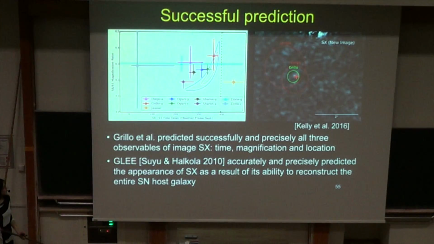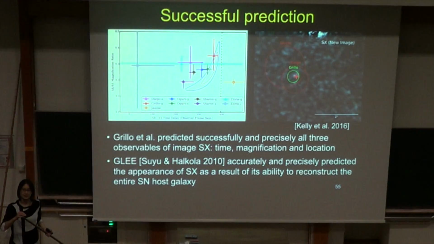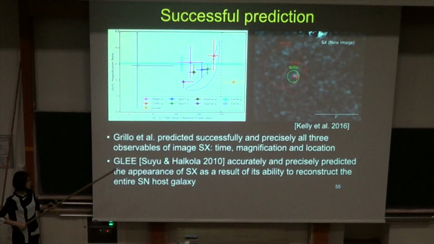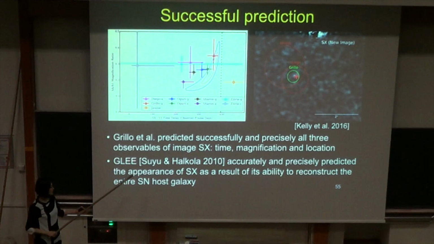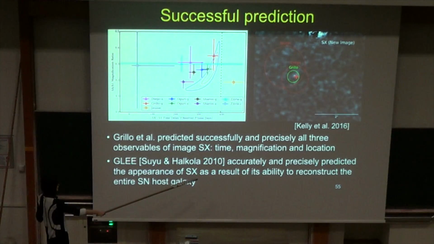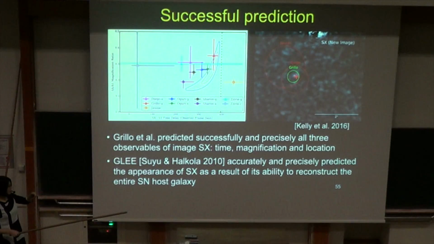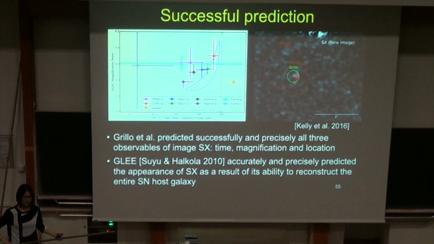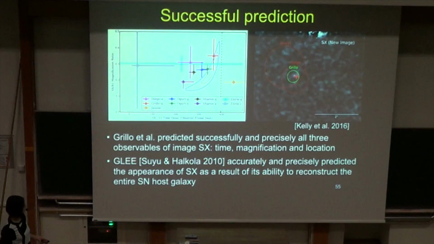So our team was able to successfully and precisely predict all 3 observables of SX: time, magnification, and location. And this relied on GLEE, software that Alexei had developed, which was able to do this because we can reconstruct the entire supernova host galaxy, using all the pixels there, which provides a very accurate clustering and prediction and predicts the appearance of SX. So that was last year, well, 2015.